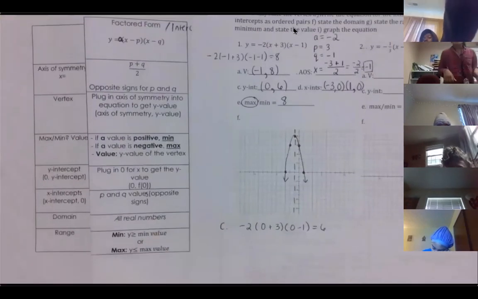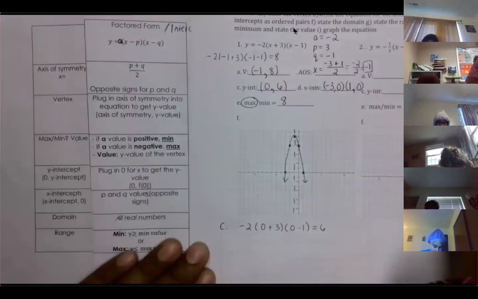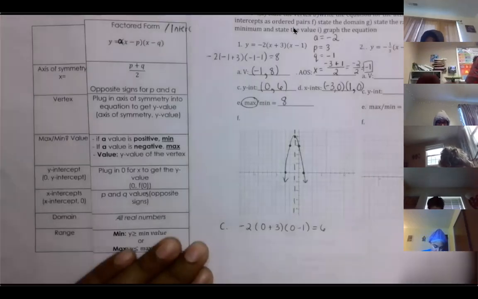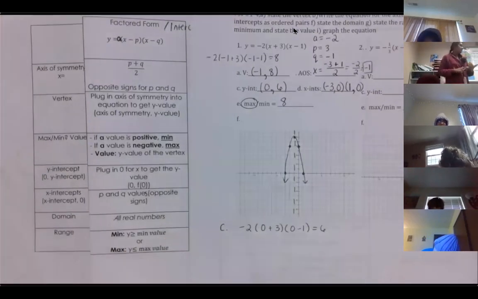What do you have for me, Anam? What's my A, what's my P, what's my Q? A is negative 1/3, P is negative 4, and Q is 2. Good job.